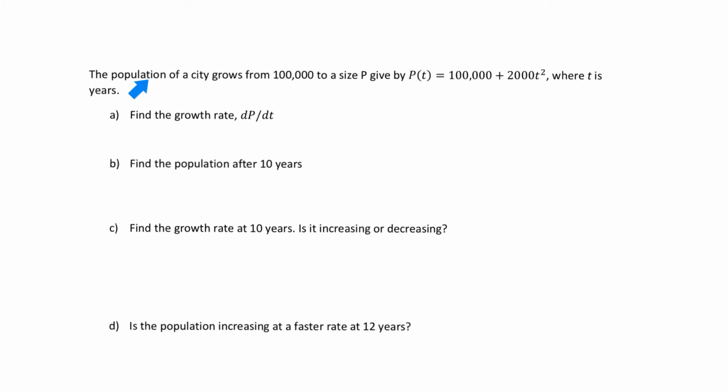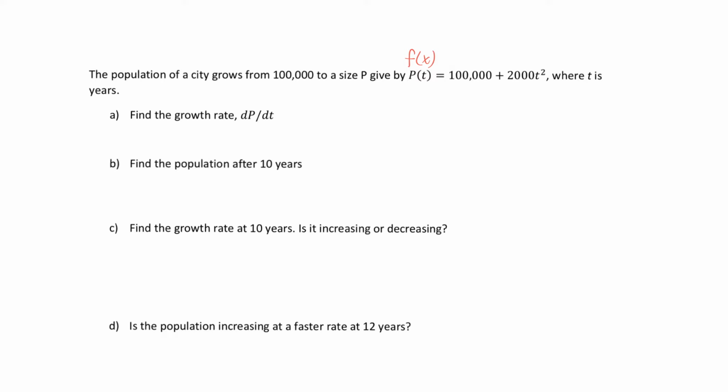Okay, so let's read this. The population of a city grows from 100,000 to a size p. So p is representing a number, given by P of t equals 100,000 plus 2,000 t squared, where t is years. So let's note that we're talking about P of t. Usually we're dealing with f of x, but today we're going to deal with P of t. That's fine. It just means that we're dealing with the population with respect to time.